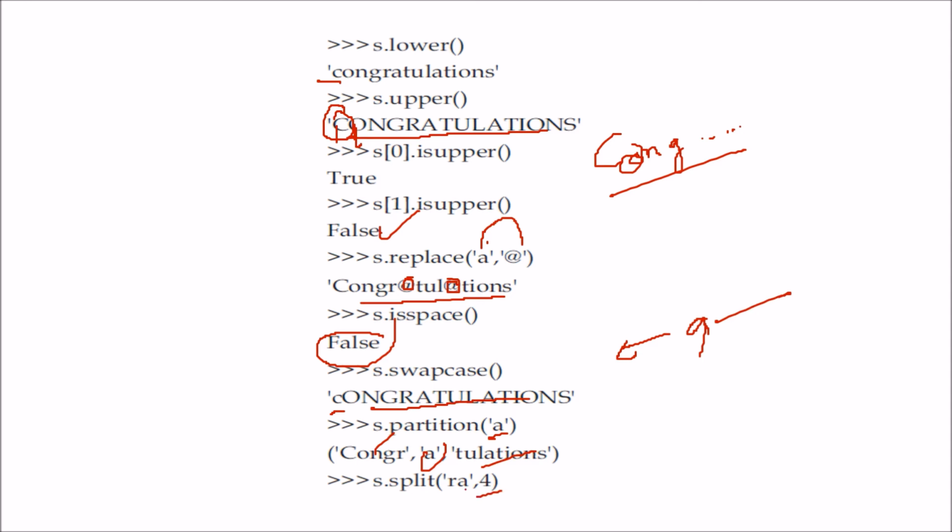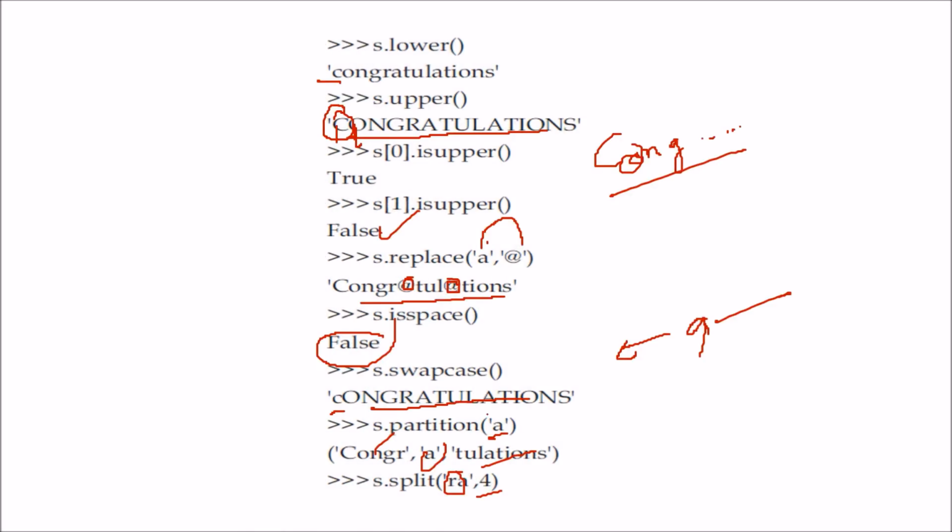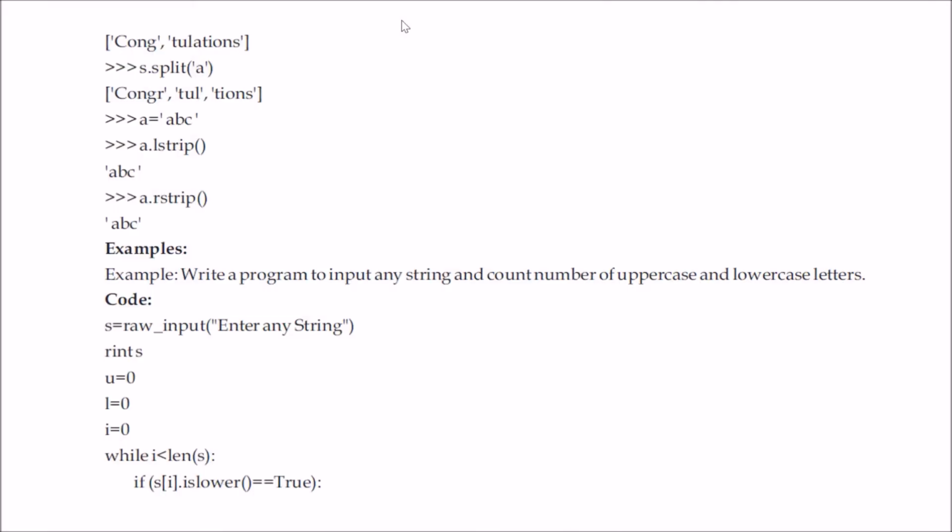If you want to do a partition with respect to RA, then this C is at the 4th position, and at the 4th position you want RA, so you take RA. In congratulations you have to find RA, and the left part and right part will split like this. If you want to split from A, in congratulations, wherever A is there, it gives the left part, then the string after A, then again the string before A and after A.